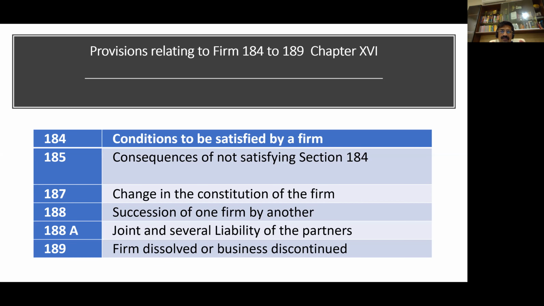This is the sequence of the sections in Chapter 16: 184, 185, 187, 188, 188A, 189. Section 186 has long back been omitted.